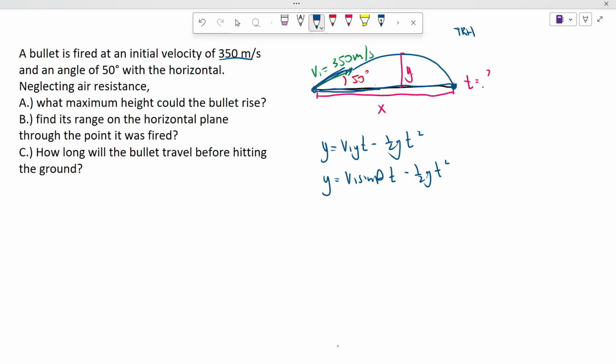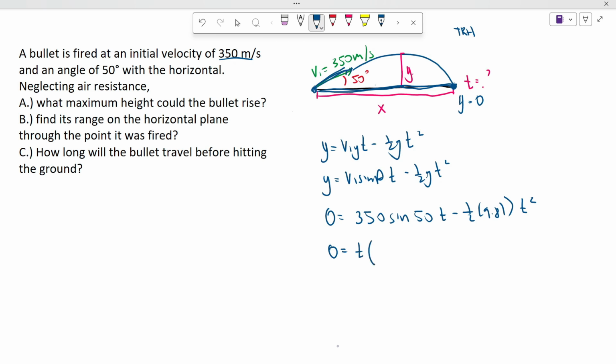Kung makikita niya, isang position lang siya. Nasa patag na pwesto lang siya. It means na yung height dito guys will be 0. Sa dulong yun na 0. And the VI will be 350, the initial velocity. Then the sine will be 50. T minus 1 half. Then substitute the value of G, T squared. So the value of G will be the acceleration due to gravity.